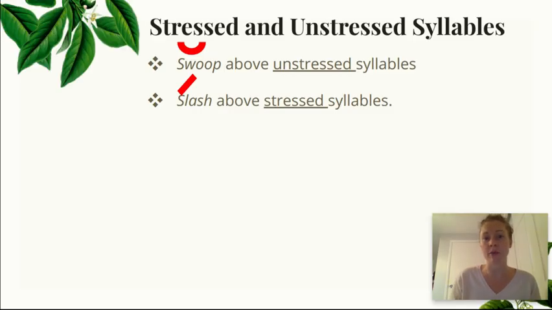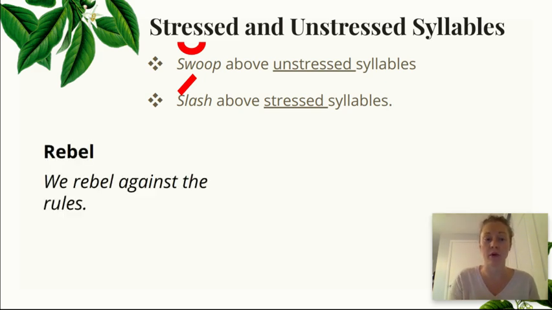So in a Shakespearean sonnet, we talk about the stressed and the unstressed syllables. If I was to mark a sonnet, I would put a swoop above unstressed syllables and a slash above stressed syllables. So for instance, this word, if you change the stress, it changes the meaning. If someone was to say, we rebel against the rules, you would pronounce this word "rebel." The stress is on the second half of the word. Unstressed, stressed: rebel.